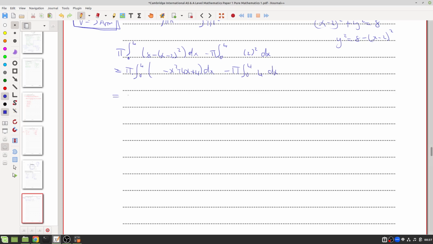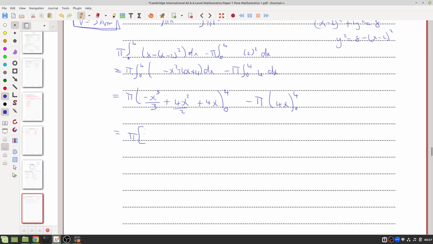Okay, now let's actually do the integration. So pi times, so negative x squared becomes negative x cubed over 3: add 1 to the exponent, divide by the new exponent. Plus, for 4x, add 1 to the exponent, divide by the new exponent. Plus 4, add 1 to the exponent, divide by the new exponent. So I'm not going to write divide by 1. I want to do that from 0 to 4 minus, then integrating 4 just becomes 4x. And again from 0 to 4.